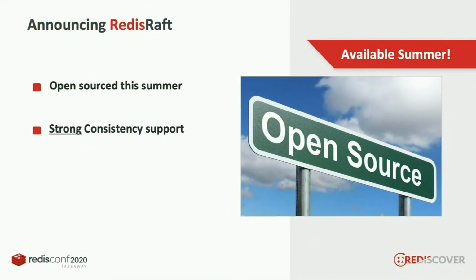But what we're excited to announce today is that sometime early this summer, we're going to be open sourcing a new module for Redis called RedisRaft. And what this supports is strong consistency. This now opens up a whole new set of use cases where you're guaranteed data consistency irrespective of where you're reading from within that cluster. We think this is going to be very, very exciting.